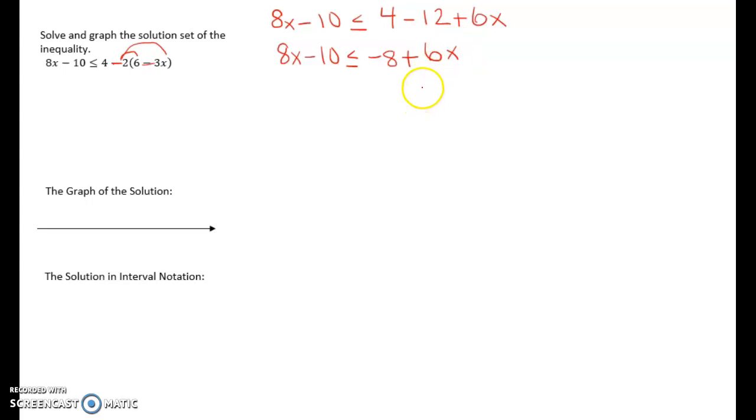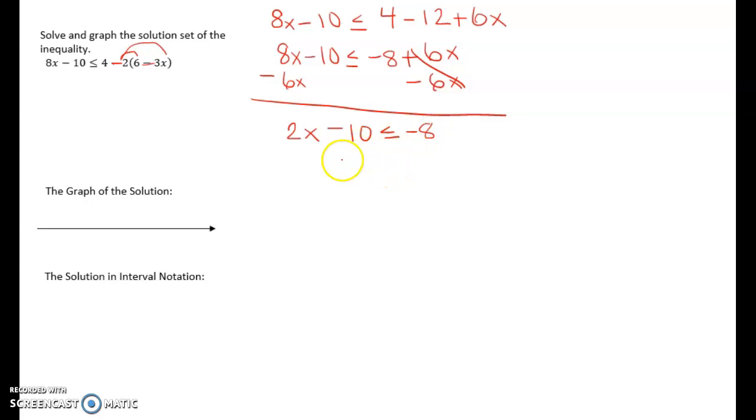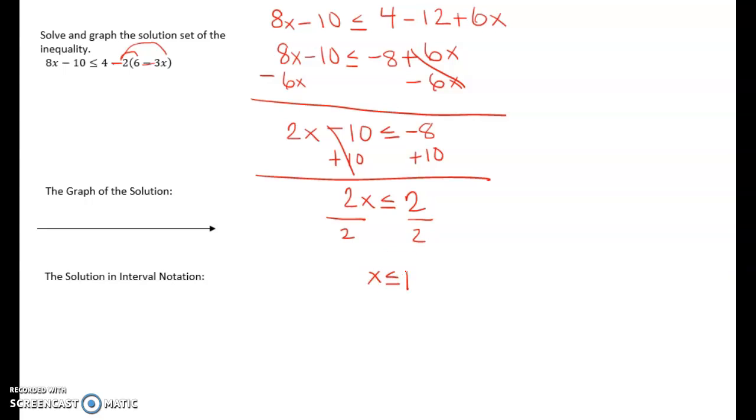Okay, now let's get our variable terms on the same side. I'm going to minus 6x on each side. So those cancel. 8x minus 6x gives us 2x. Minus 10 is less than or equal to -8. Okay, now I'm going to add the 10 on each side. So those cancel. I have 2x is less than or equal to 2. I'm going to divide by 2. So x is less than or equal to 1.